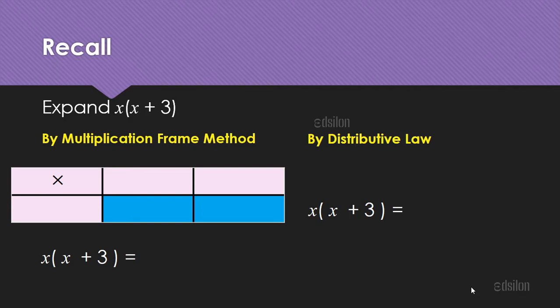Alright, let's go over the workings. For the multiplication frame method, did you fill in the factor x in the first column and x plus 3 in the first row? If you did it correctly, you should get x squared and plus 3x in the blue boxes. So, the product of x and x plus 3 is x squared plus 3x. For the distributive law method, did you get this when x is distributed to x and then to 3? Both methods should produce the same answer.